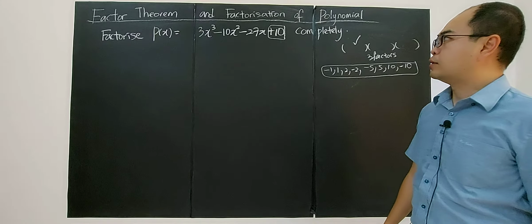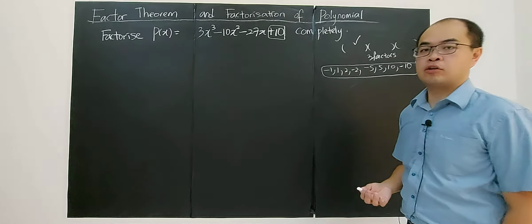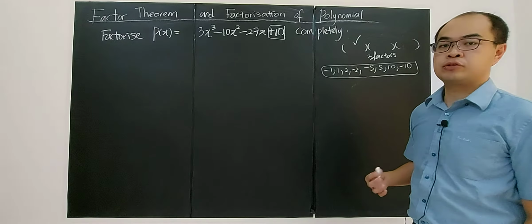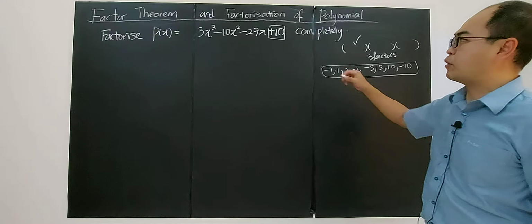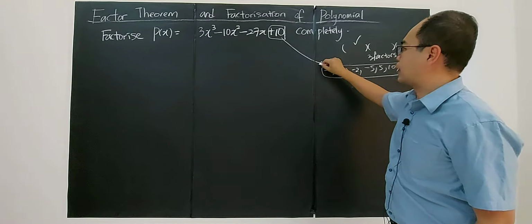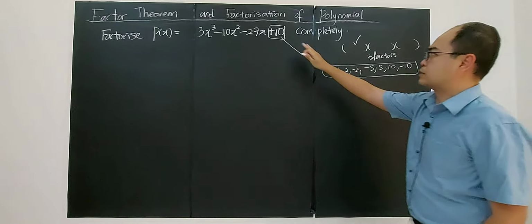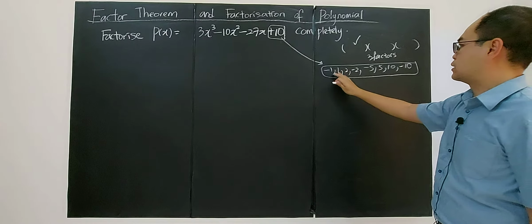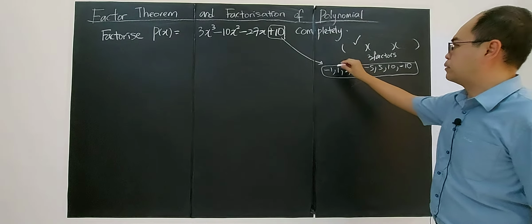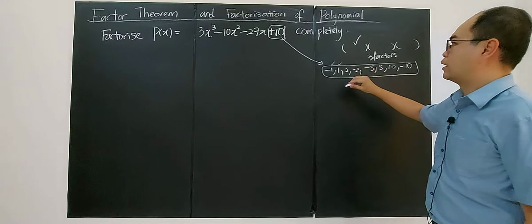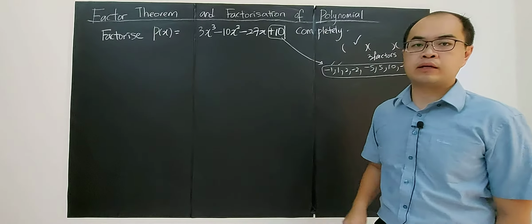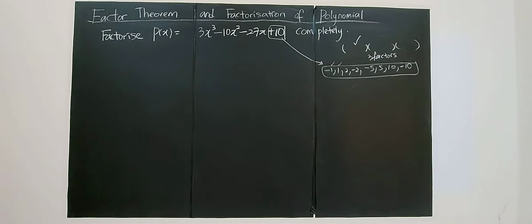Actually there is another theorem, which is Descartes' theorem, but we are not going to introduce that here. So now we go for the simple one. We look at the factors of 10 here, meaning the numbers 10 can be divided by. So these are all the possible numbers, and we're going to test one by one. Which number will give the remainder 0? Very simple.